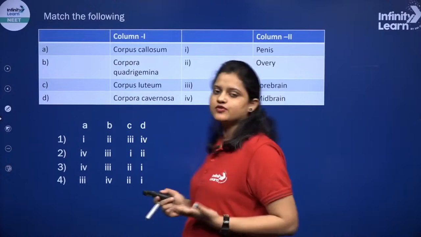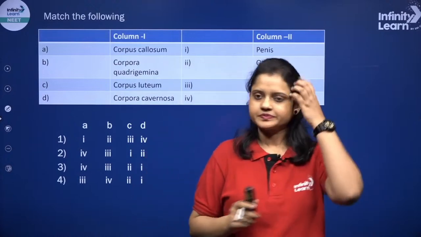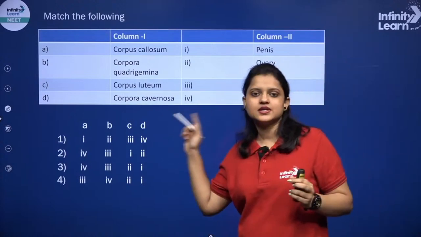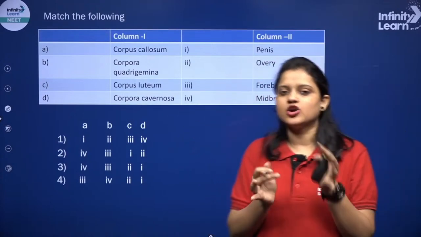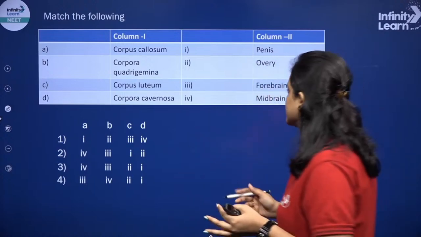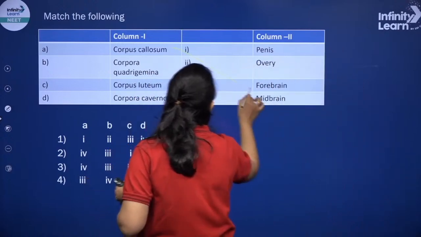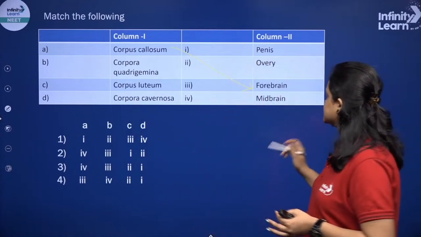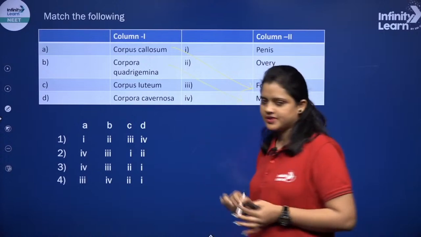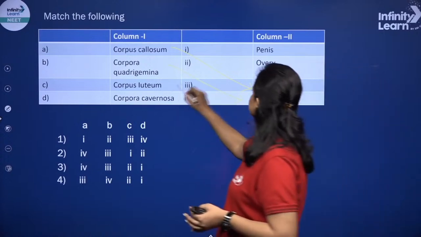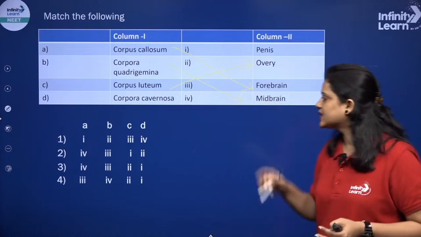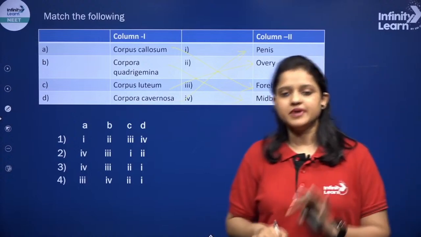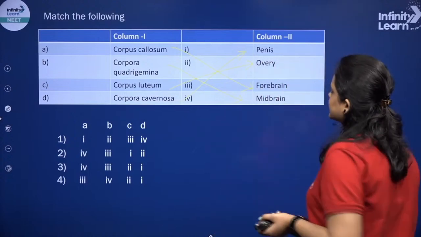Next. Again, I'm asking the following question related to brain. Corpus callosum is the nerve fibers that connect your right and left cerebral hemisphere. So, corpus callosum will be matched with forebrain because cerebral hemisphere is present in forebrain. Corpora quadrigemina is a part of midbrain. Corpus luteum is present in ovary, and corpora cavernosa are the erectile tissues in the penis, right? So let's see what will be the correct option.